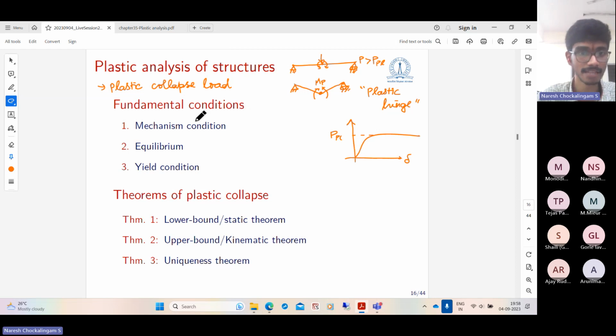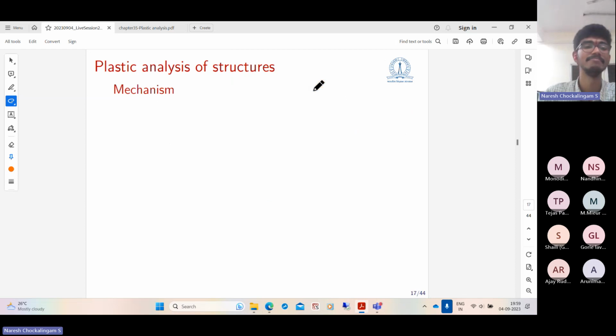How do we do it? There are three fundamental conditions for collapse to happen. One is mechanism. What is a mechanism? We'll come to it. So the first condition is a mechanism. Basically, you can divide bodies into two types. So if you have a body, say some connected body like this.